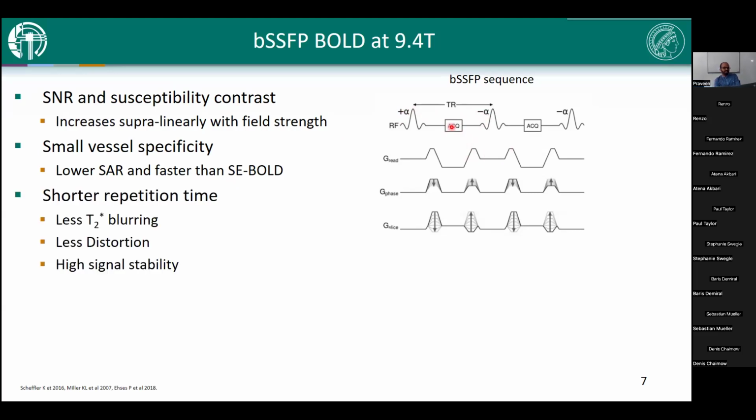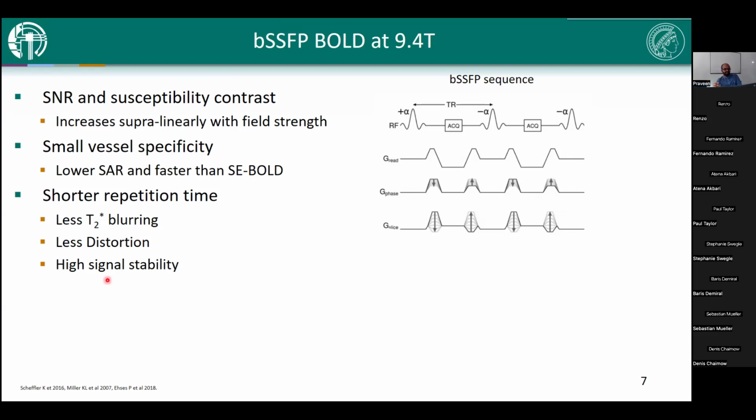Most of the SSFP benefits come from this short acquisition, with short repeating pulses. So unlike gradient echo, we have much less T2 star blurring along the echo train, and then you have less distortion because there is no room for B0 inhomogeneity to play. And we also have a very high signal stability.